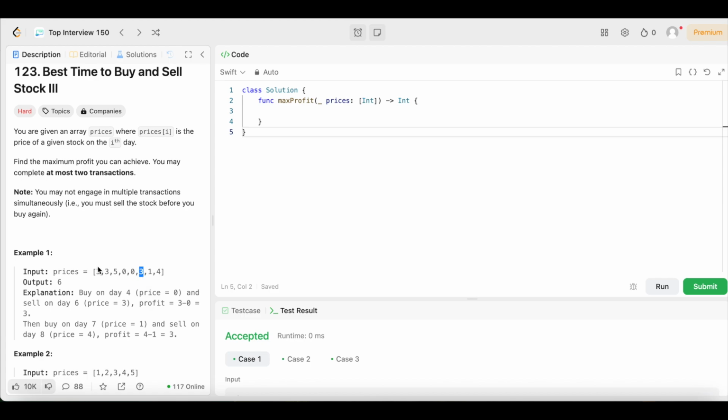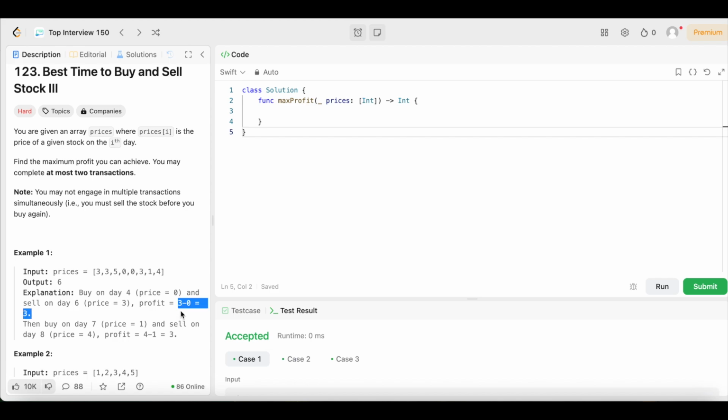So remember, these days and the indexes are not matching. This is day 1, but index 0. We're going by days here, though. We're not going by indexes. So we sell right here on day 6 for a price of 3. We bought at 0, we sell for 3. That gave us a profit of 3 minus 0, which gives us $3.